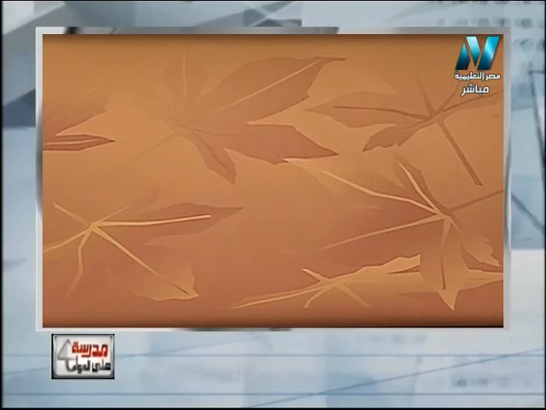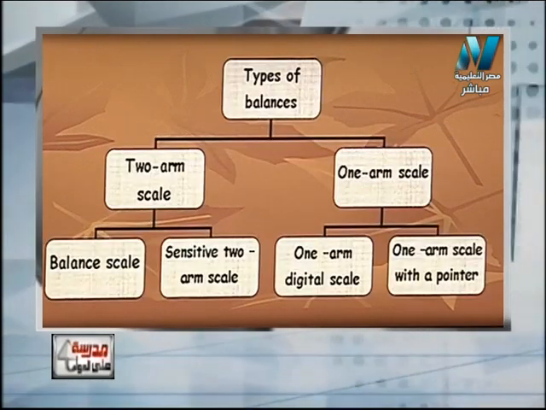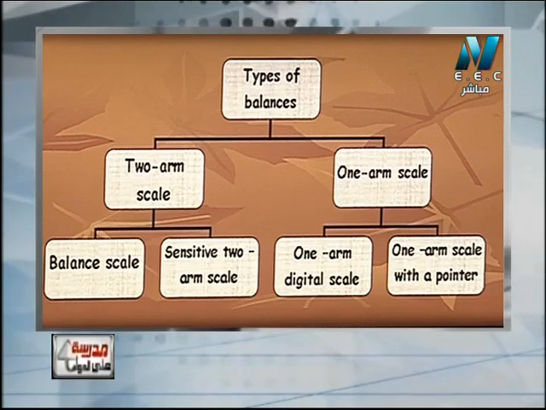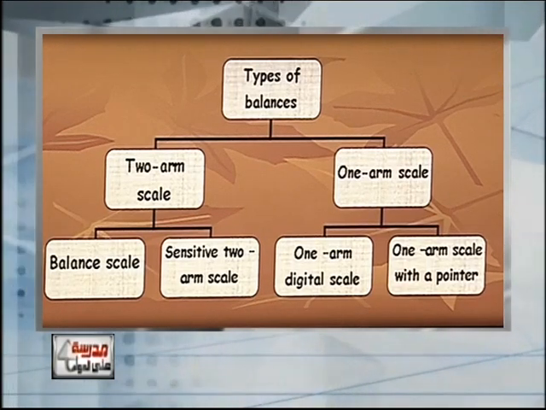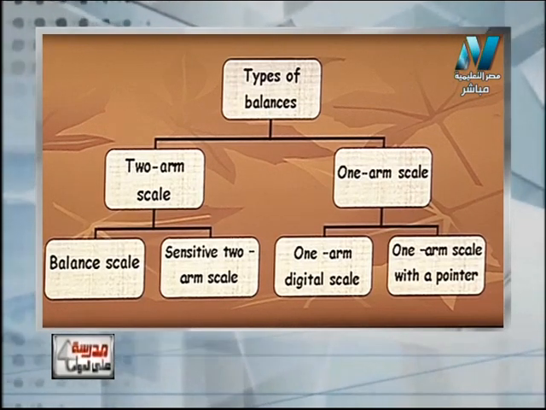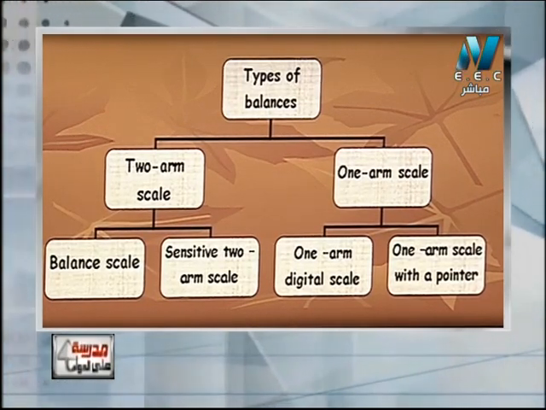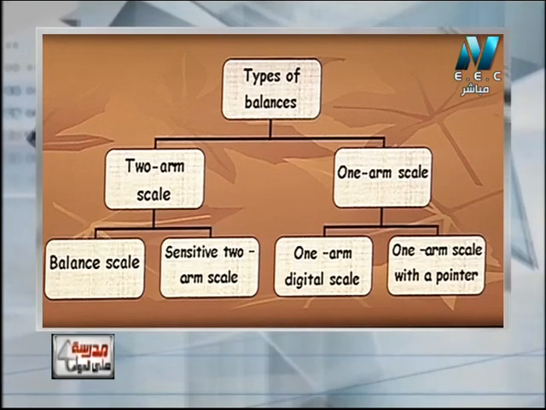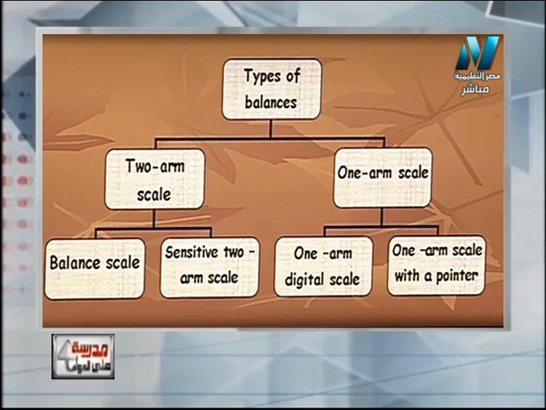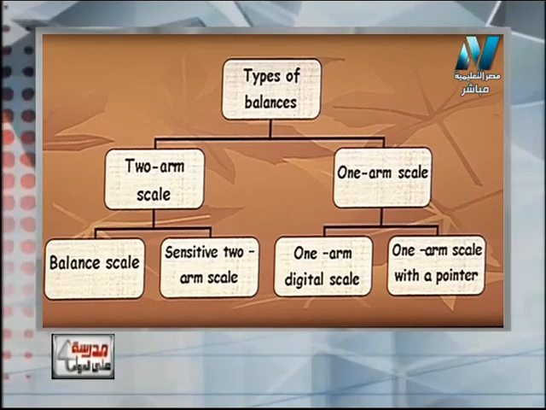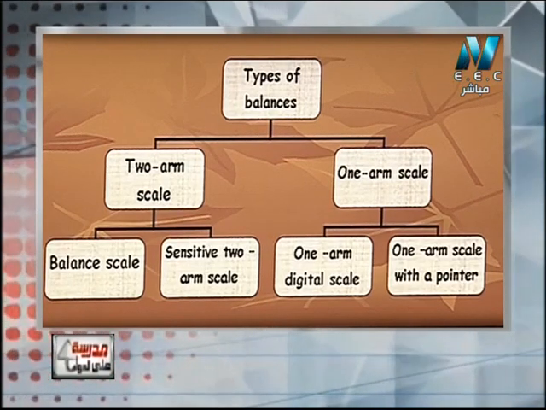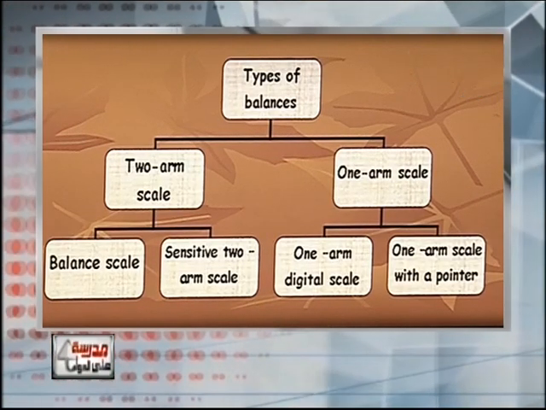طب في كام نوع منه؟ We have two main types of them which are two arm scale ميزان ذو كفتين and one arm scale ميزان ذو كفة واحدة. Two arm scale such as balance scale or sensitive two arm scale. عندنا نوعين منه. balance scale ميزان معتاد أو ساعات بنسميه كمان common balance. sensitive two arm scale ميزان حساس وده كان بيستخدم زمان لقياس الحاجات الغالية جدا زي الذهب. One arm scale such as one arm digital scale and one arm scale with a pointer.